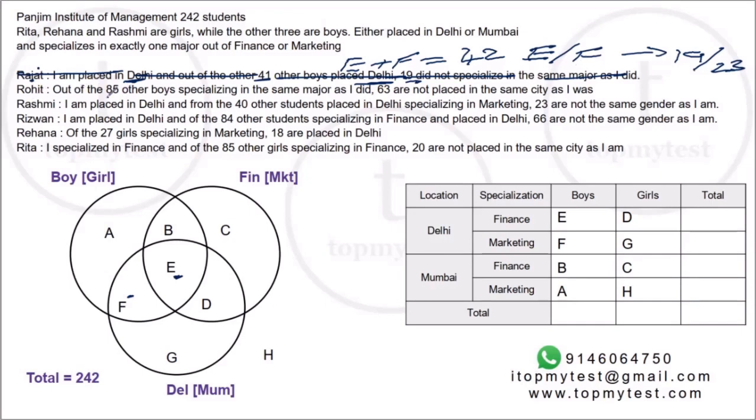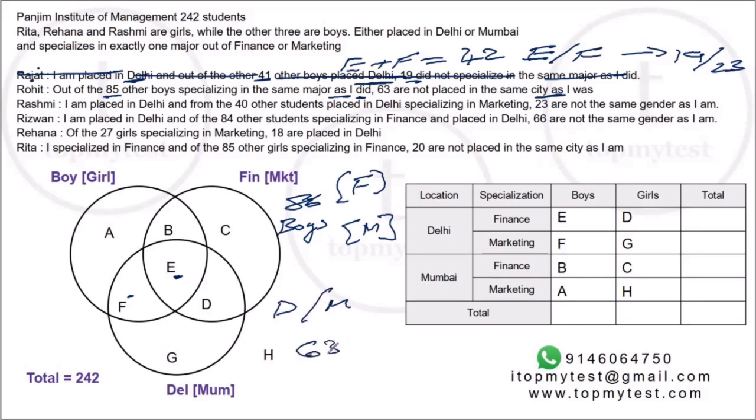Okay, Rohit says, out of the 85 other boys specializing in the same major as I did. So this is Rohit plus 85 other boys, so you have 86 boys in one specialization. It can be either finance or marketing. So there can be 86 boys in finance or 86 boys in marketing. Right? 63 are not placed in the same city as I am. So what are the cities? Delhi and Mumbai. So one of them is going to be 63. The other will be 86 minus 63, which is 23. So one of them is 63, the other is 23.